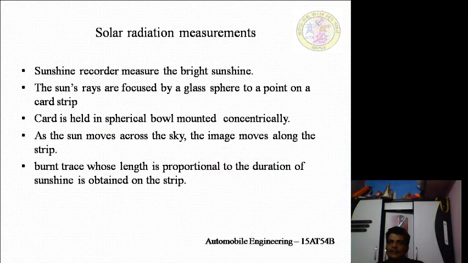are focused by a glass sphere to a point on a card strip held in a spherical ball mounted concentrically, formed enough to burn a spot on the card strip. As the sun moves across the sky, the image moves along the strip. Thus, a burnt trace whose length is proportional to the duration of sunshine is obtained on the strip. That is the working of a sunshine recorder.